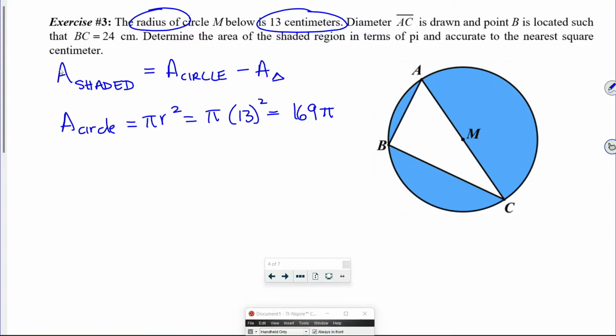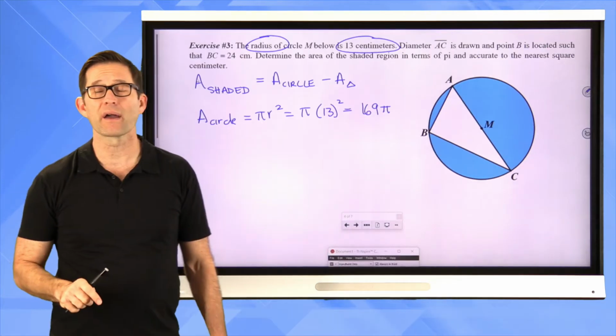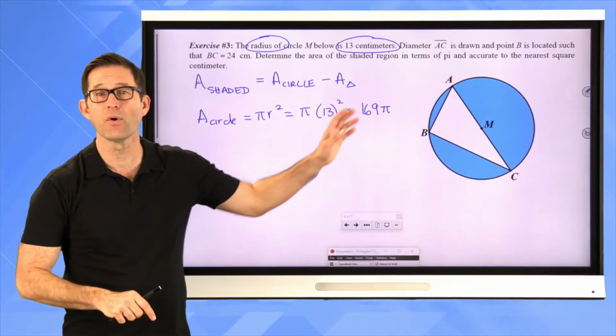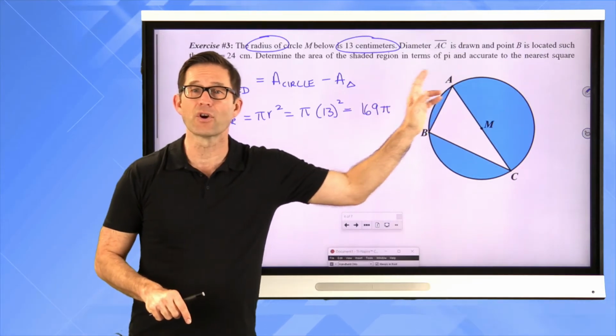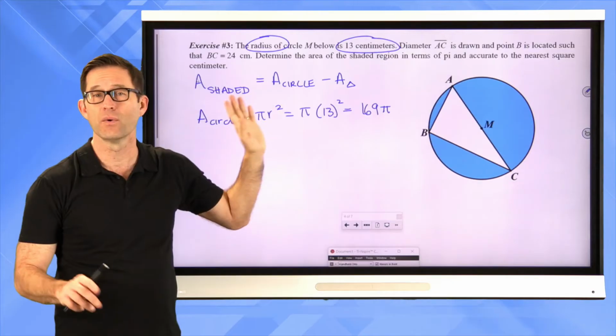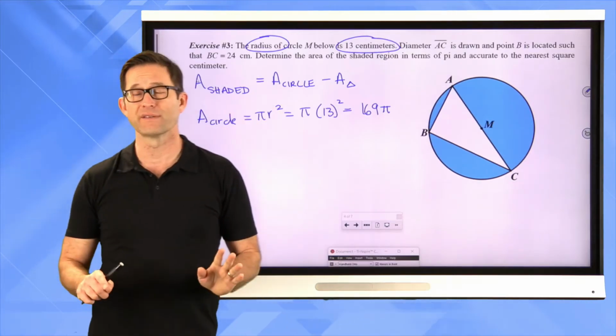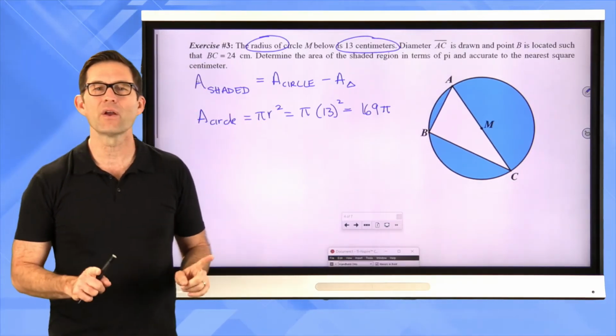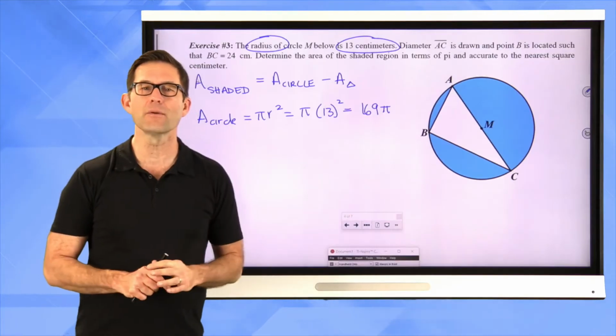So the area of the circle is 169 pi, and I'm not going to figure out what that is in terms of a decimal because I want my final answer in terms of pi and accurate to the nearest square centimeter, so we'll let our calculator do its magic when it's time. Now we have to figure out the area of the triangle, and that's a little bit tougher.